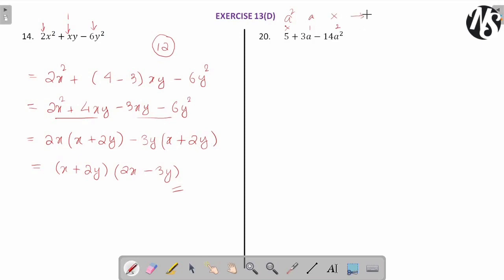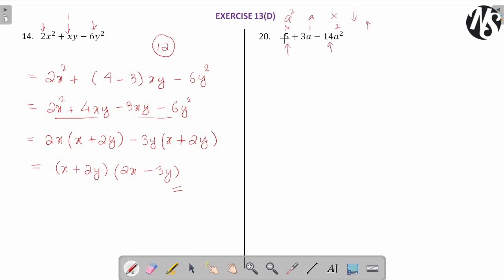So decreasing, let me write it this way. But in this case, you see the power of a is nothing, 1, 2. It is increasing, right? So in such a case, you need not worry. You will do the same way that we used to do earlier.